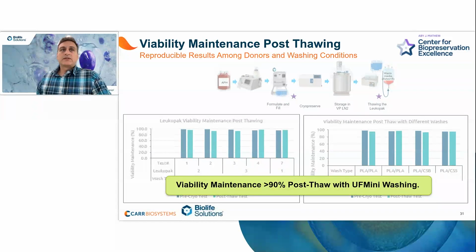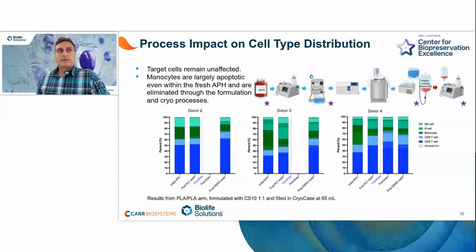So as mentioned, viability maintenance was larger than 90% post-thaw with UF mini washing and formulation and cryopreservation in the CS10 platform and CryoMACS containers. So that's the total number of viable cells and viabilities. What happens to the distribution of the cells in this case?